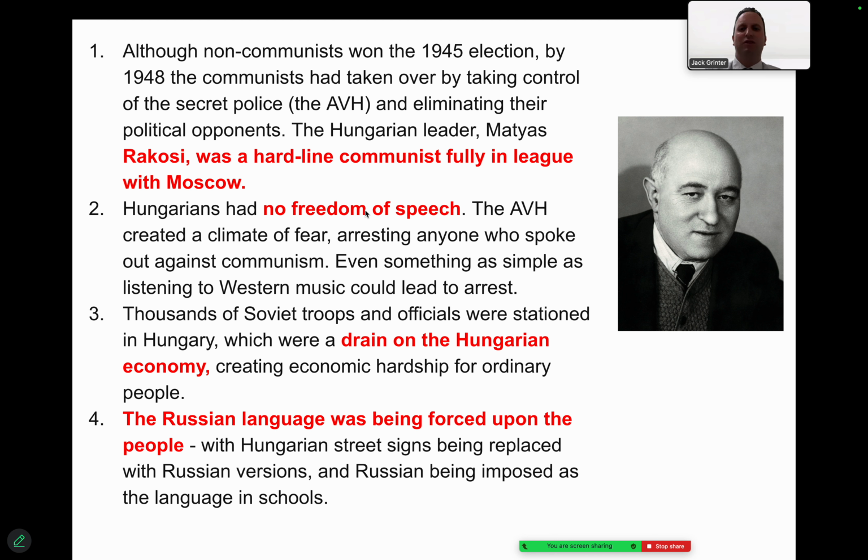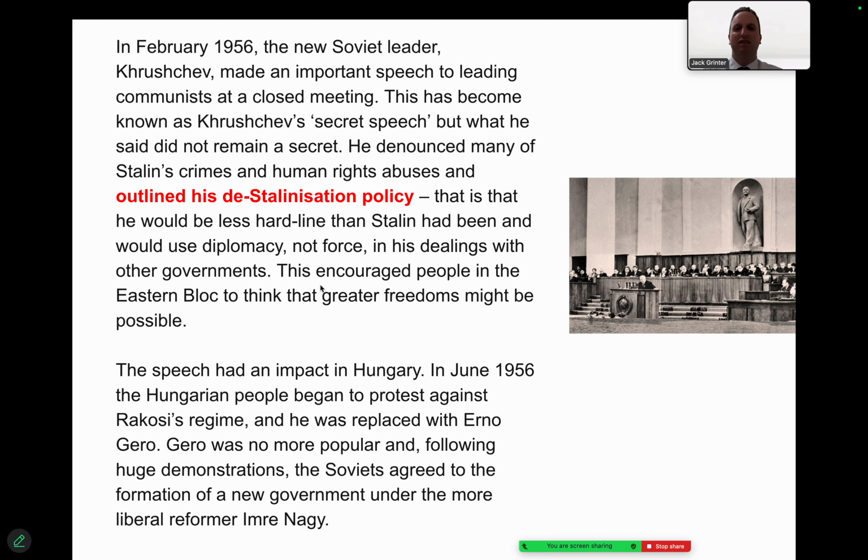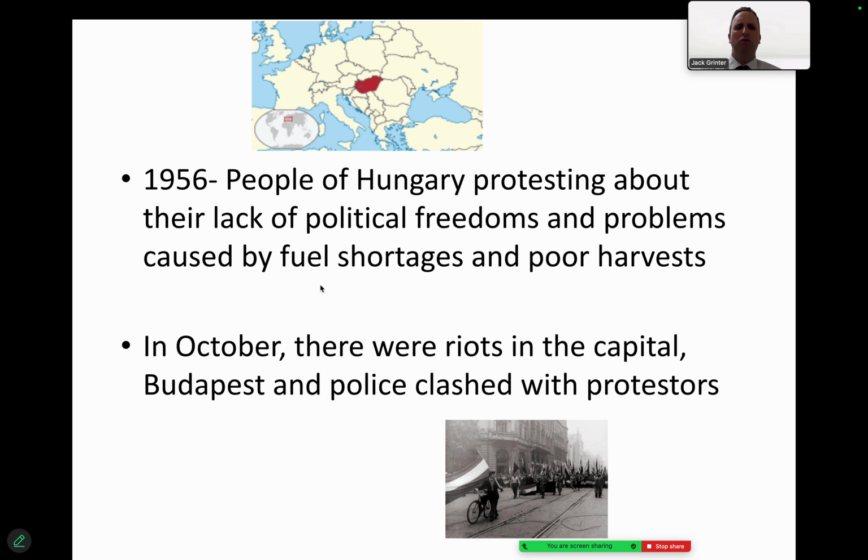Okay. So in Hungary, there's no freedom of speech, there's the secret police, the AVH, fear, a climate of fear, as it says there. There are also Soviet troops stationed in Hungary, and the Soviet economy used to actually drain the Hungarian economy. Also, as well, the final bit there: Russian language forced on the people. Hungarian street signs replaced with Russian versions. So all of that meant that the people of Hungary weren't particularly happy with their situation, okay?